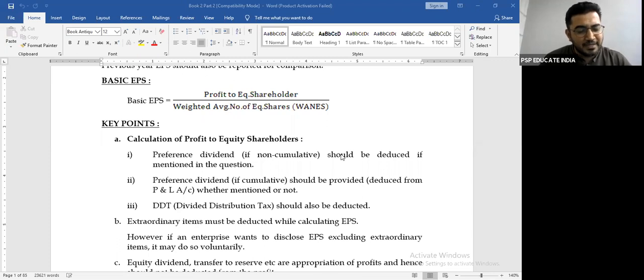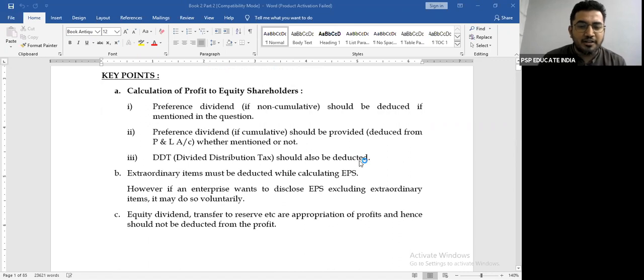Preference dividend if cumulative means in any case you have to pay for the years when you could not pay dividend. That will be deducted from the profit and loss account whether mentioned or not. And dividend distribution tax, which is associated with distribution of dividend, also needs to be deducted. Your extraordinary items must be adjusted when you calculate EPS. However, if the enterprise feels that we want the EPS without the extraordinary items, they can do that voluntarily, which means in that case you will have two disclosures, one after adjusting extraordinary items and one without adjusting extraordinary items.